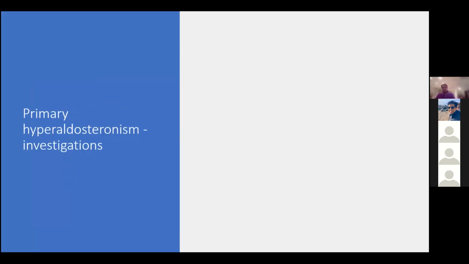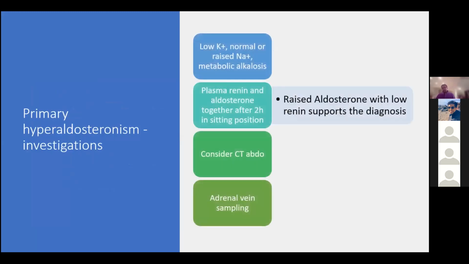How do you investigate hyperaldosteronism? Firstly, you can do some routine bloods. You'll find that potassium is low. They may have a normal sodium, they may have a raised sodium, and they often have a degree of metabolic alkalosis.